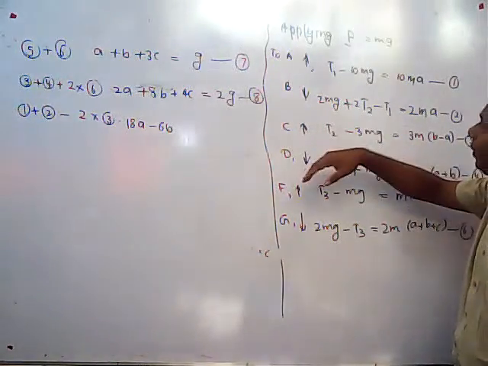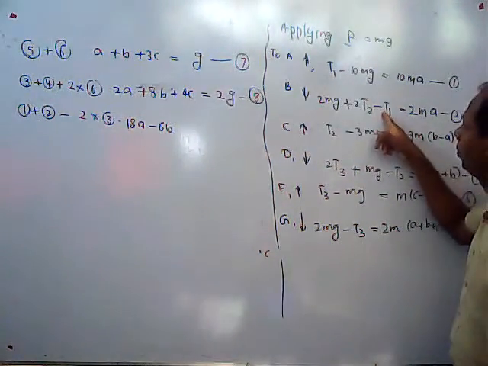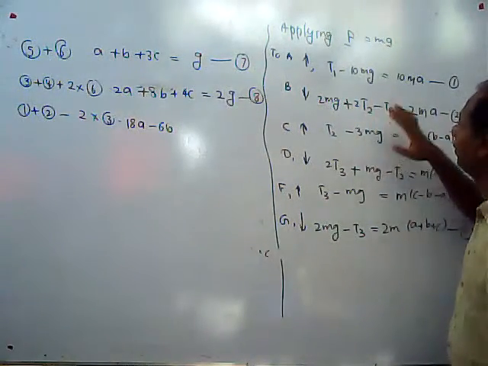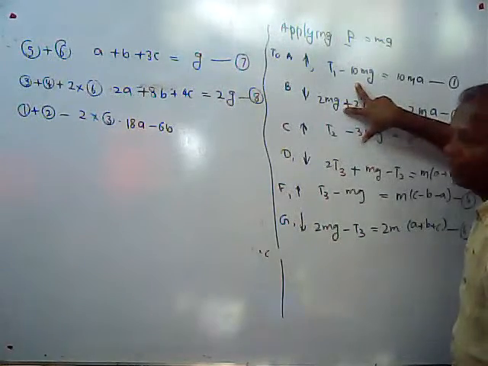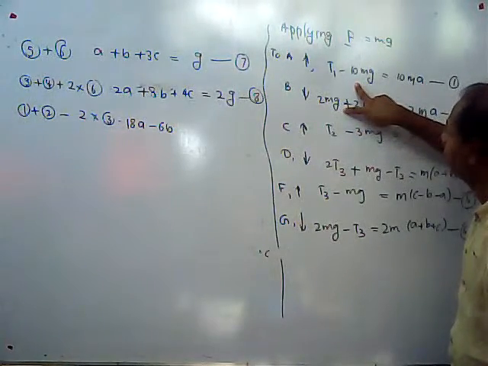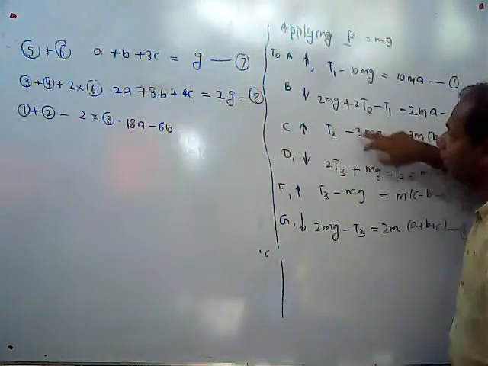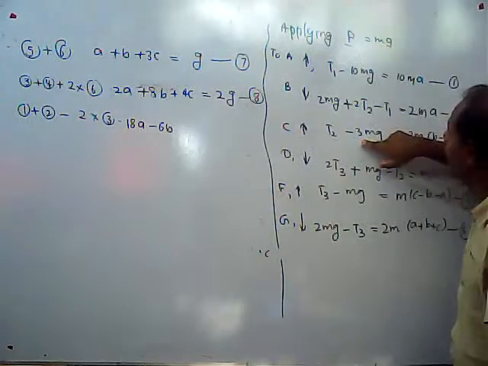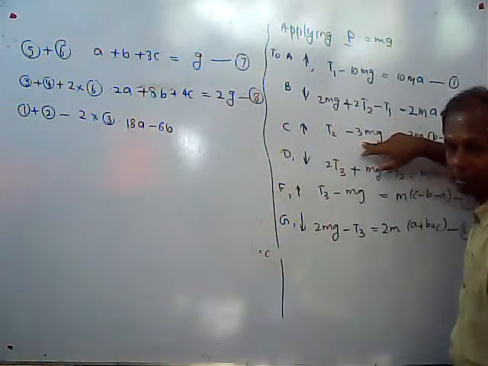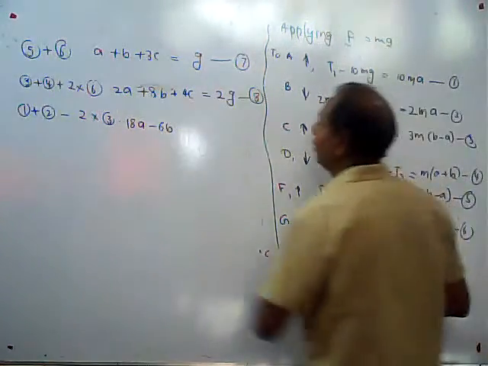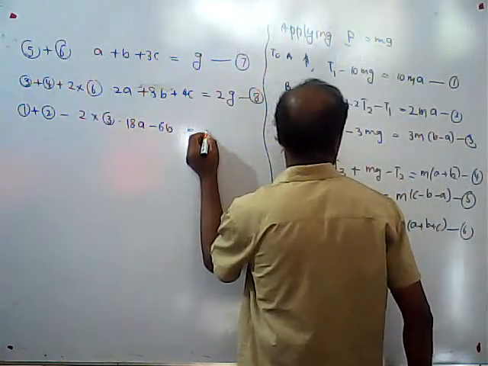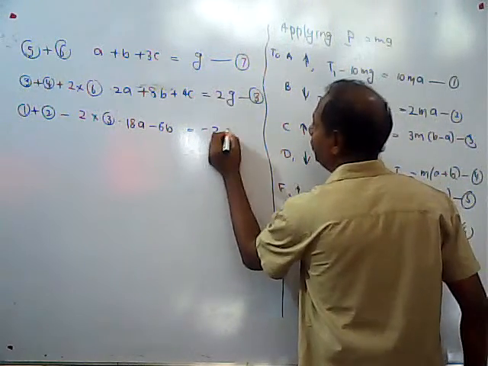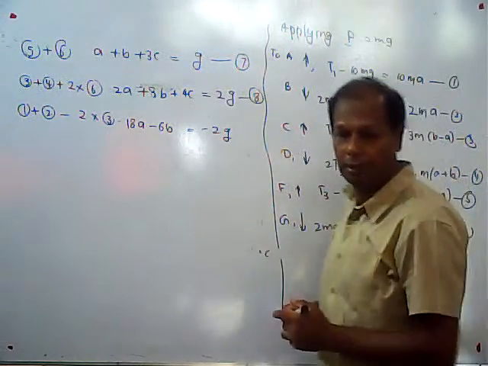Yeah, now the other side, you add these two, T1 and T2 will disappear. You can forget it. When you add these two, that will be minus 8 mg. You subtract this multiplied by 2, plus 6 mg. So minus 8 and plus 6 will be minus 2 mg altogether. Yeah, minus 2g as M cancels off.